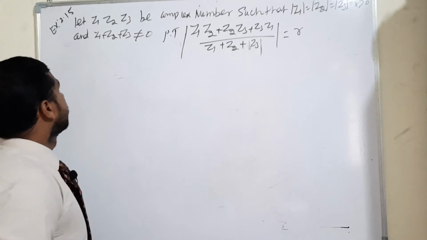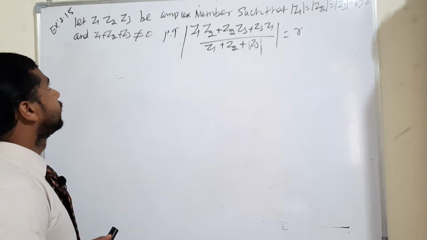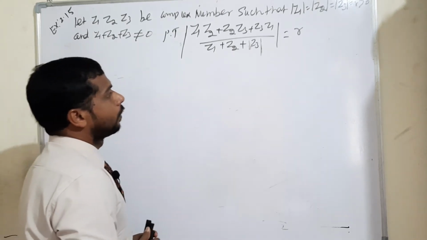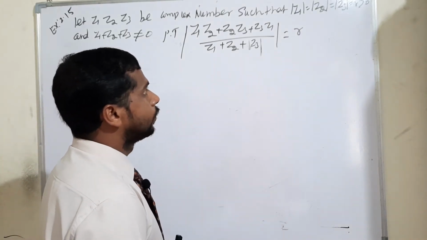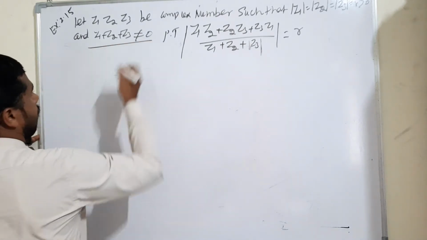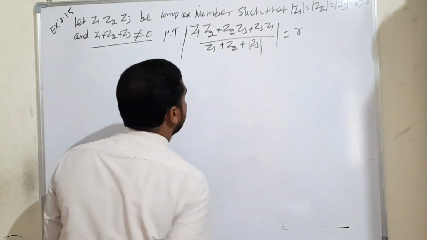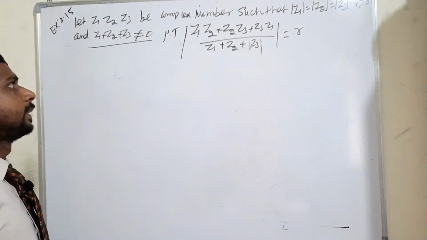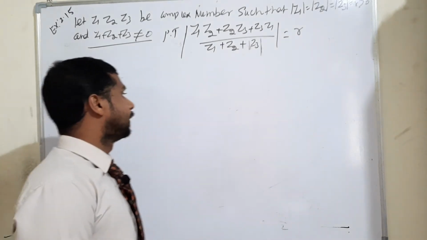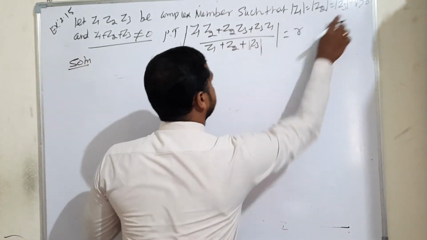Now I am moving to example 2.15. One of the important questions. Let Z1, Z2, Z3 be complex numbers such that modulus Z1 is equal to modulus Z2 is equal to modulus Z3 is equal to R, where R is greater than 0, then Z1 plus Z2 plus Z3 is also not equal to 0. We have to prove that modulus of Z1 Z2 plus Z2 Z3 plus Z3 Z1 divided by Z1 plus Z2 plus Z3 is equal to R. First I am going to use the given modulus Z1 is equal to R.